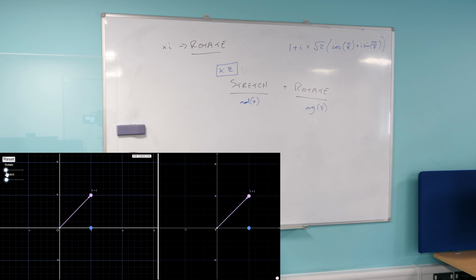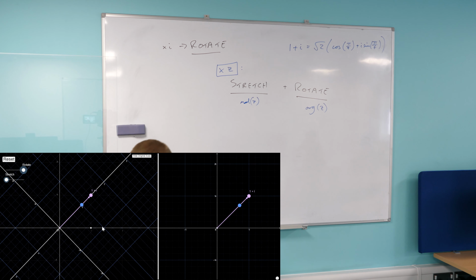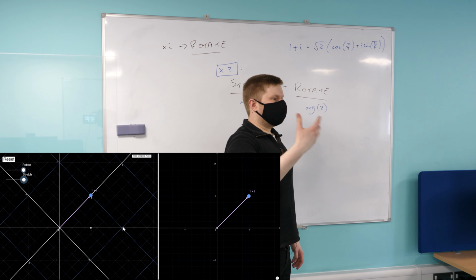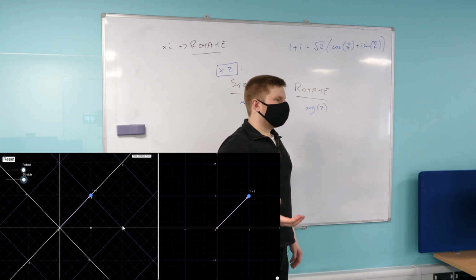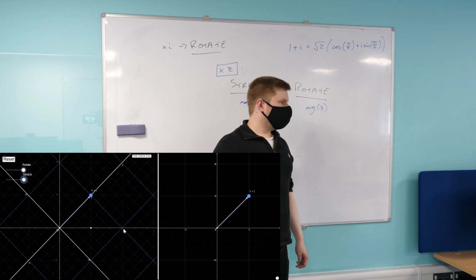Okay, so if we just watch that position, we do our rotation. Still got it? Yep. And then we do our stretch. So where does 1 minus i end up when we multiply by 1 plus i? Not quite. Look carefully. Do you want me to do it again?